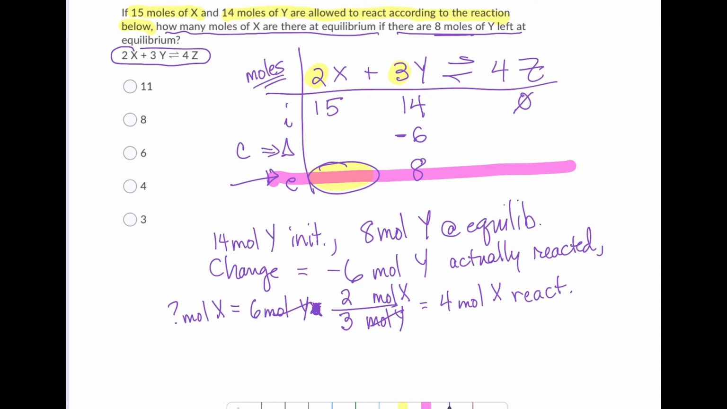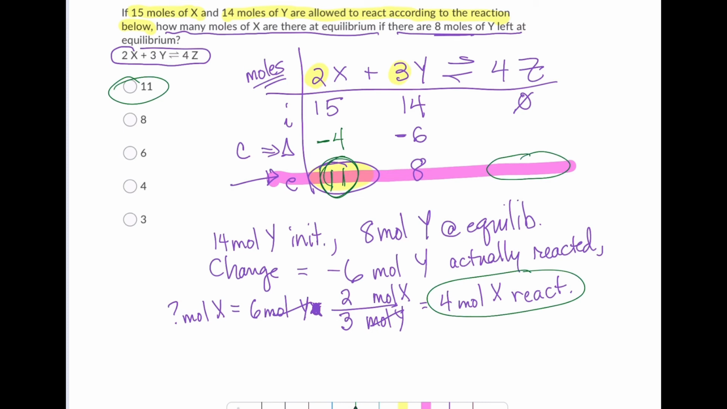So if 6 moles of Y actually reacted, and I know this because I started with 14 and ended up with 8, then based on the mole-to-mole stoichiometry, that means 4 moles of X reacted, which means I put a -4 in the change for X. And if I start with 15 and 4 moles of it react, at equilibrium, I have 11 moles of X remaining. Now, this problem doesn't ask for it, but we could go on and determine the amount of Z at equilibrium, because sometimes you might need to know that.